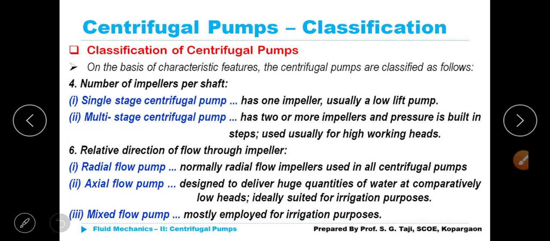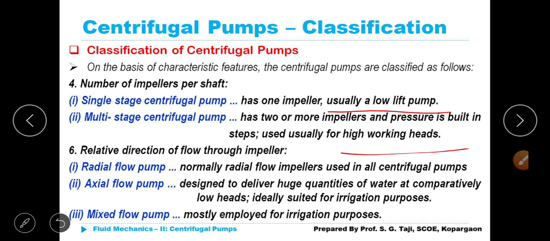Next slide. Fourth basis, number of impellers per shaft. Single stage centrifugal pump has only one impeller, usually for low lift pumps, that means up to 15 meter it works. Multi-stage centrifugal pump has two or more impellers and pressure is built in steps, used usually for high working heads.